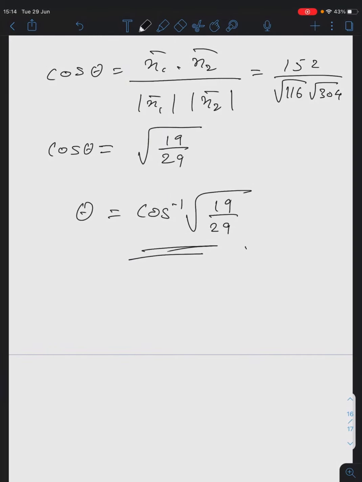Understood now how to find the angle? Yes, ma'am. Okay, so that's it for today. We'll continue in tomorrow's class. Tomorrow I'll discuss the next topic. So this is all about the gradient of a scalar function, which is a vector function. You apply gradient on a scalar function but the result is a vector.